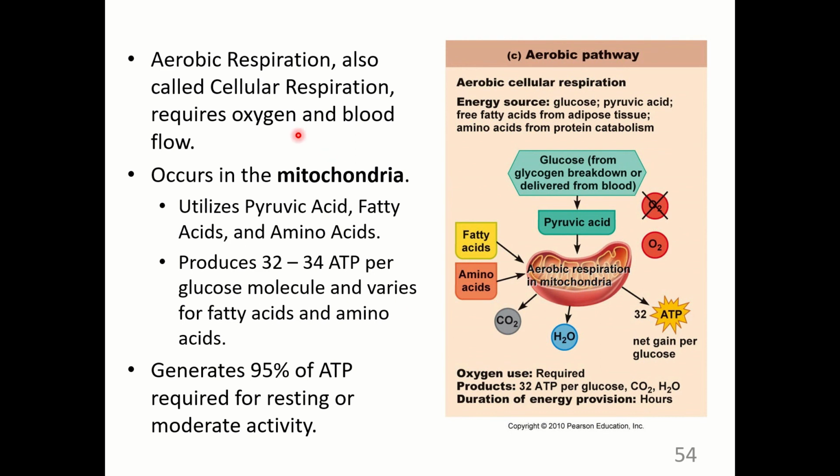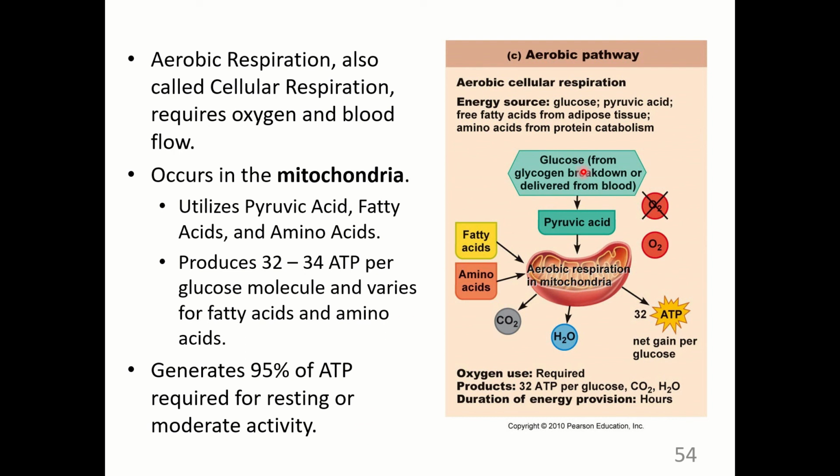begin. So aerobic respiration, also called cellular respiration, requires oxygen and blood flow. It occurs in the mitochondria. It utilizes pyruvic acids from the glycolysis, fatty acids, and amino acids. Peroxisomes will prepare the fatty acids and the amino acids for use in the mitochondria. Cellular respiration produces 32 to 34 ATP molecules per glucose molecule, and it will vary for fatty acids and amino acids. There's so much ATP produced that this generates 95% of the ATP required for resting or moderate activity.